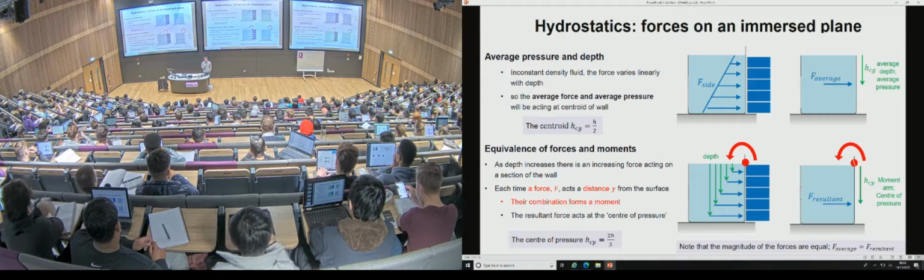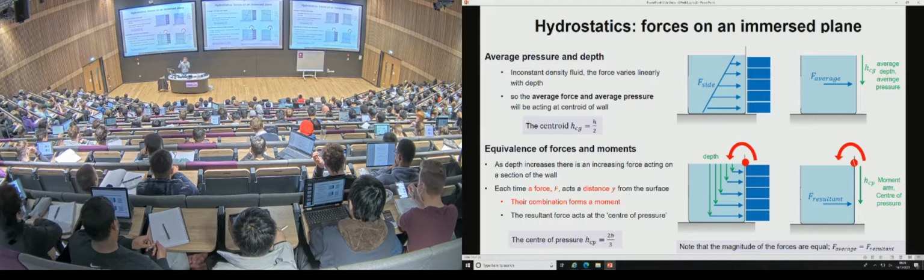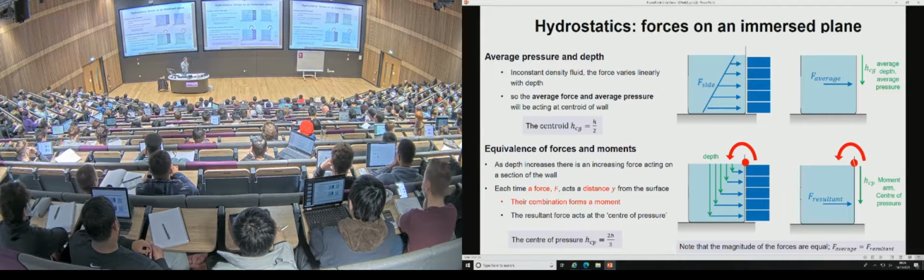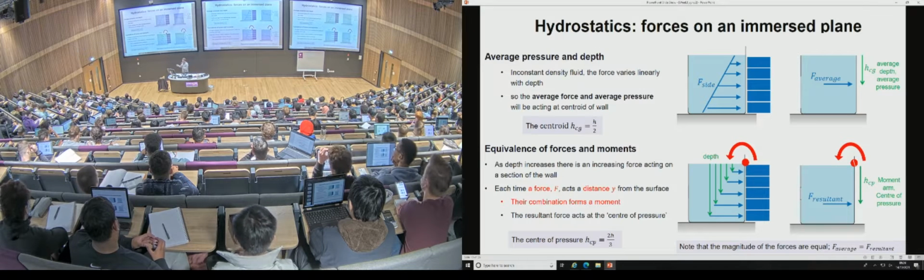It might not be immediately obvious, but if you think about it, and if I can, I'll try and find some video demonstrations of this. As you immerse a surface in a fluid, if you imagine the side of a tank, the force just under the surface of the water acting on the side is going to be a lot less than the force at the bottom because of the weight of the fluid above it. So it makes sense that the cumulative force is going to be below the halfway line because it's the sum of all the forces.